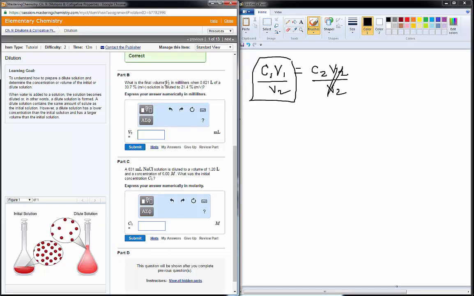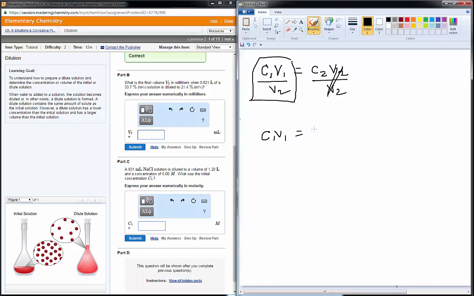So here they're asking, how do I calculate final volume? All right, well, C1 V1 equals C2 V2. For final volume, divide by C2. And again, as I recommended with your ideal gas law, always solve for what you're looking for before you plug it in. Now they give us the original volume, 0.821 liters. The original concentration, 33.7%. And the final concentration, 21.4%.